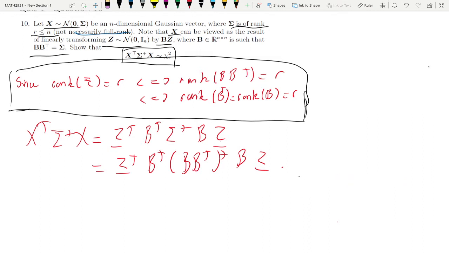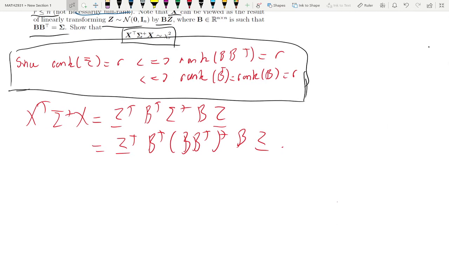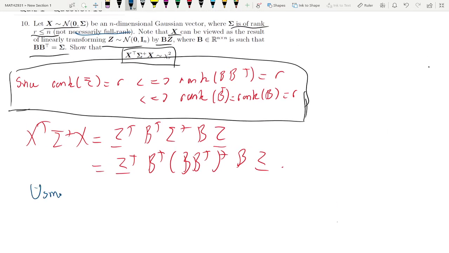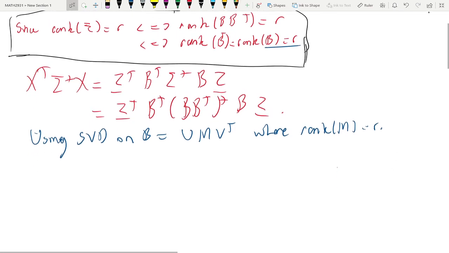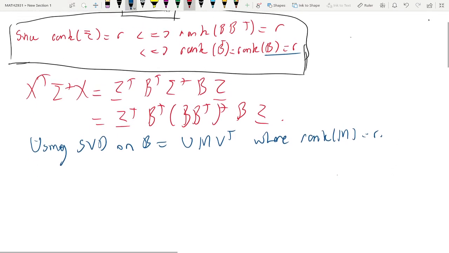Since we use SVD a lot, we'll be using it somewhere else. In fact, we'll be using it on just B. So using SVD on B, B equals U M V transpose, where the rank of M is actually equal to R because the rank of B is equal to R from the above statement. We'll be using this, and we just sub everything in. So we have Z transpose V M U transpose, because it's symmetric, it's fine.